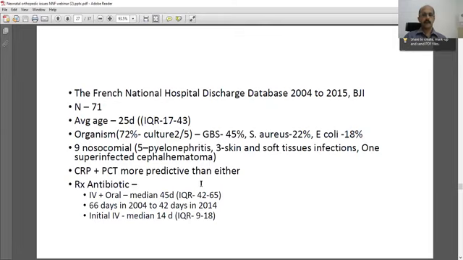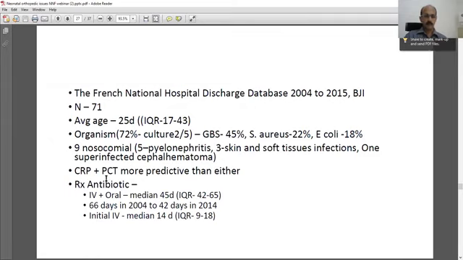This was a recent study. It's a retrospective study in a French hospital discharge database, a compilation of data over the last 11 years. They had 71 babies, of which the average age was around 25 days with an interquartile range of 17 to 43 days. The organisms were typically what is defined in the Western literature, like group B Streptococcus, Staph aureus, and E. coli was less than that. Apart from most of them, nine of them were nosocomial. They had pyelonephritis, skin and soft tissue infections.